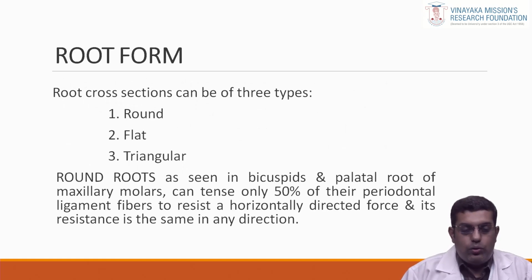Coming to the root form, the root cross sections can basically be of 3 types. It could be round, flat, or triangular. Round roots are generally seen in bicuspids and the palatal root of maxillary molars, and they contain only 50% of their periodontal ligament fibers to resist a horizontally directed force, and their resistance is the same in any direction.